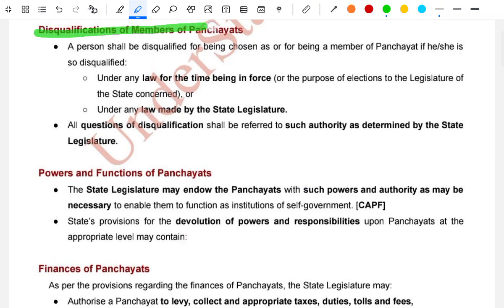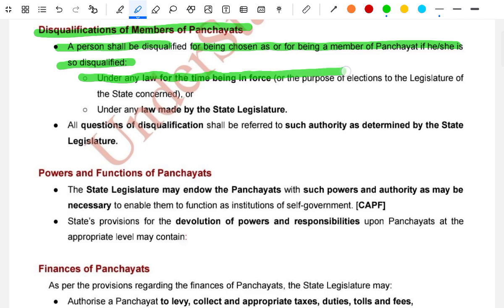Disqualification of members of the panchayat. A person shall be disqualified for being chosen as, or for being, a member of the panchayat if he or she is so disqualified under any law for the time being in force for the purposes of the election to the legislature of the state concerned, or under any law made by the state legislature. All questions of disqualification shall be referred to such authority and determined in such manner as the state legislature provides.